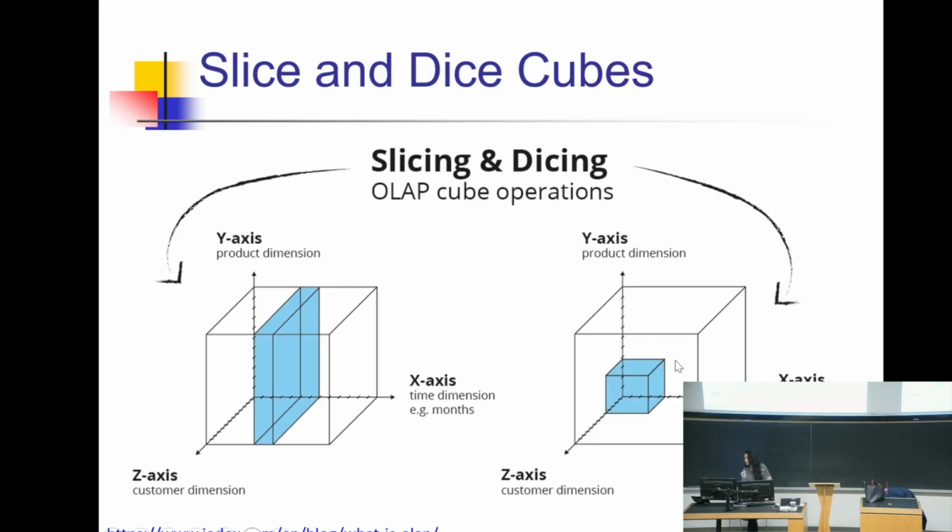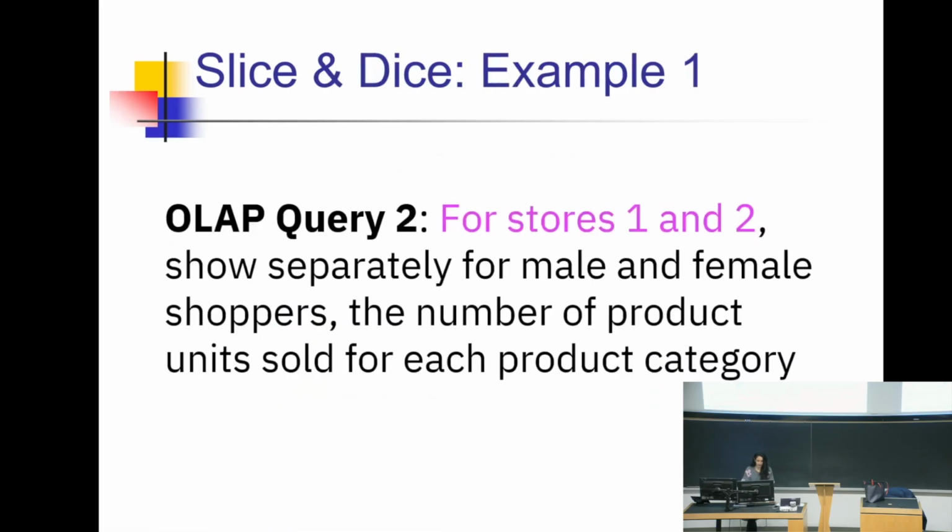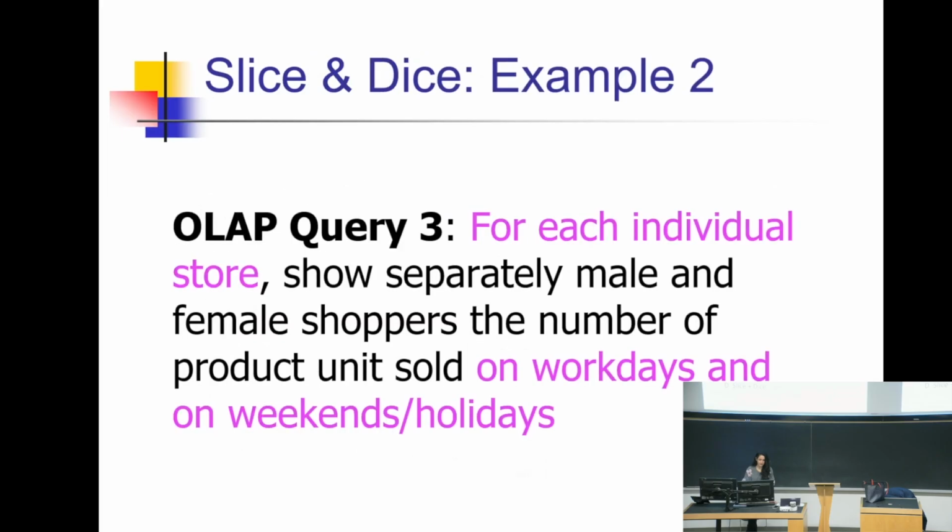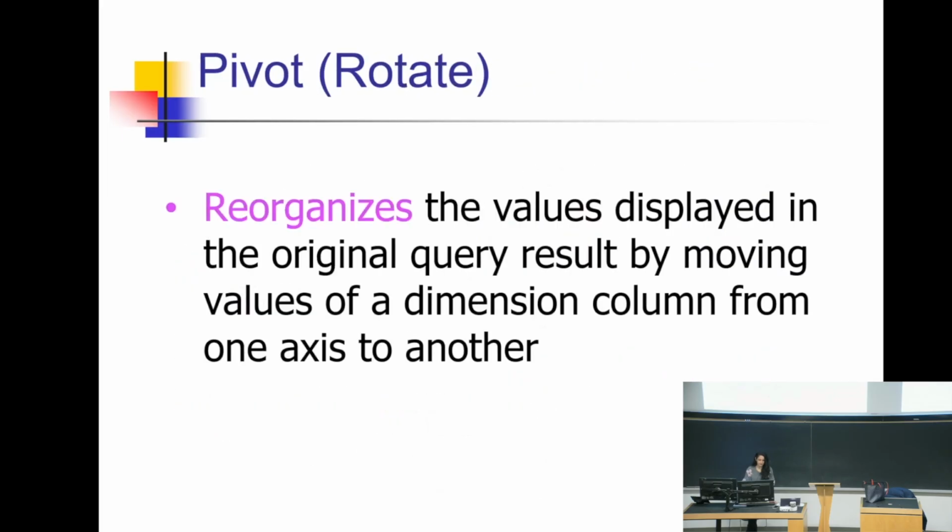And dicing is looking at multiple dimensions. For example, here we get this subset, which is a cube, right? For example, for a specific product, specific customers at a specific time, right? And we had also some examples of slicing and dicing. And then we covered pivot.